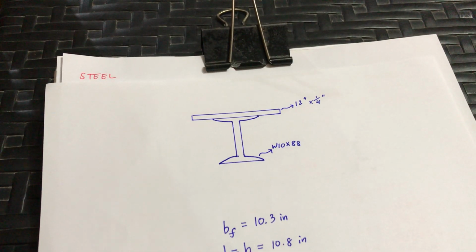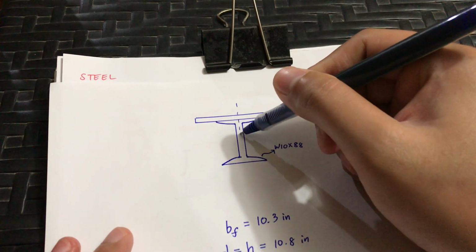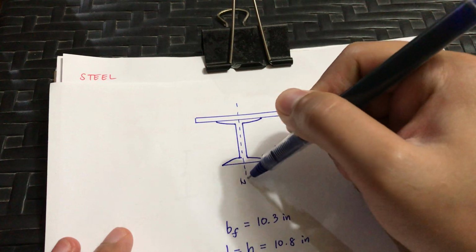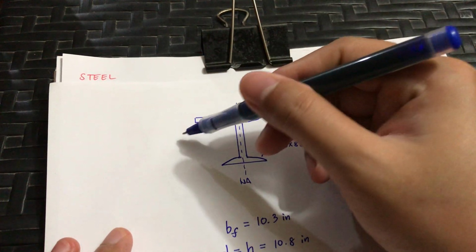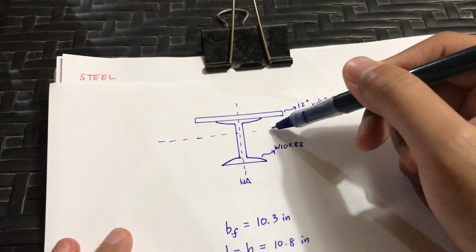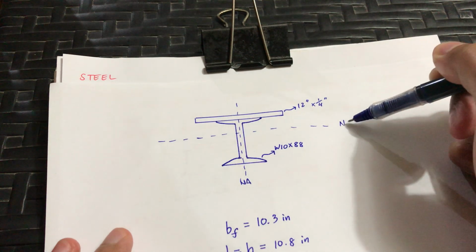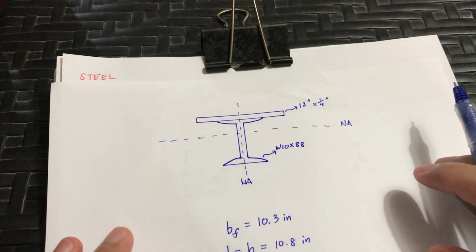Now we need to determine the location of the neutral axis. In this layout, we already know that along the horizontal, the neutral axis is at the center. So we already know that. What we do not know is the location of the neutral axis along the vertical. This one. Okay. That is what we need.